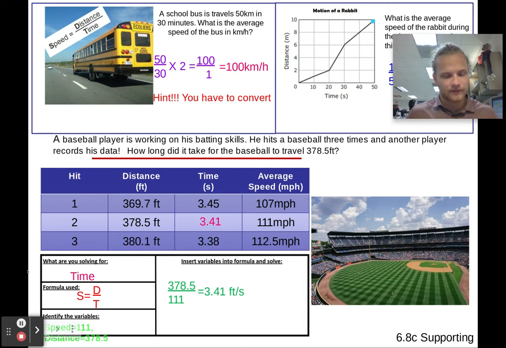No, we're good. So speed equals distance over time, and we were trying to solve for time. So we've got to multiply by time and then divide by speed. You've got to shift this equation around. So we get rid of the t, we multiply t to both sides, and then we divide by the s. So we have distance divided by speed, which is going to give us 3.41 feet per second.